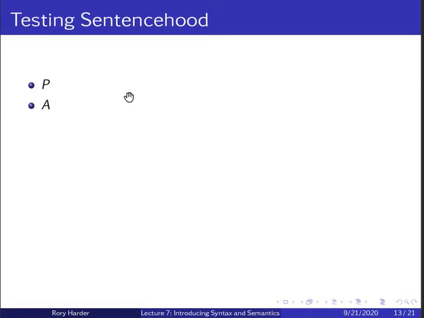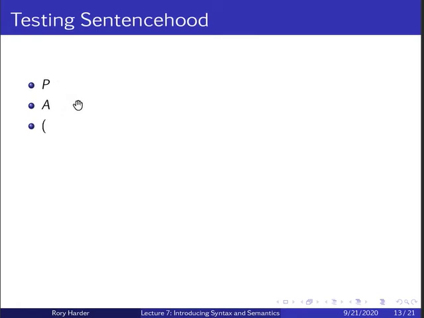Now consider another sentence letter A. Is that a sentence of our language? The answer is yes, for the exact same reason that P is a sentence, because A is an atomic sentence letter, and again, the very first rule of what it means for something to be a sentence is that atomic sentence letters are sentences.